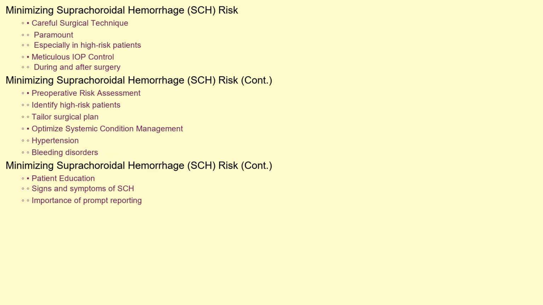Preoperative assessment should identify patients at higher risk, allowing for tailored surgical planning and preventive measures. For patients with systemic conditions like hypertension or bleeding disorders, optimal management of these conditions can reduce the risk. Educating patients about the signs and symptoms of SCH and the importance of prompt reporting is also vital.